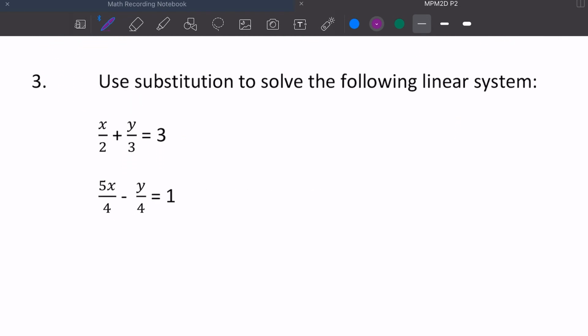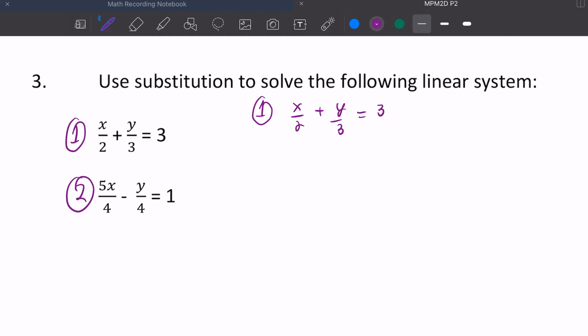All right, so looking at this one, we have x over 2 plus y over 3 equals 3. Now, we don't really like fractions, so there are some ways that we can deal with getting rid of fractions. If we make them all have the same base, aka the same denominator, and multiply out, we can get rid of the fractions. So we're looking at our first one here, x over 2 plus y over 3 equals 3.